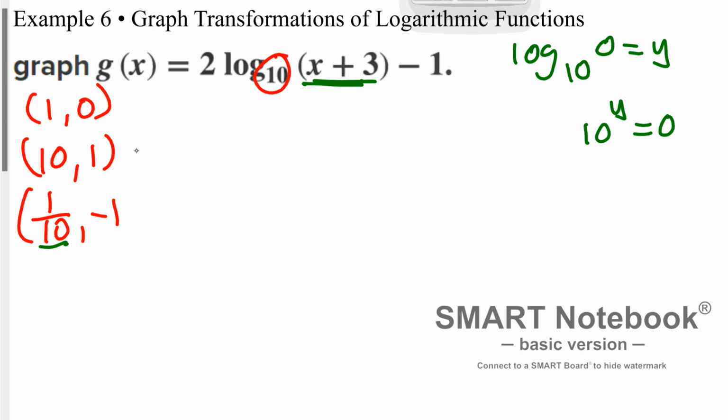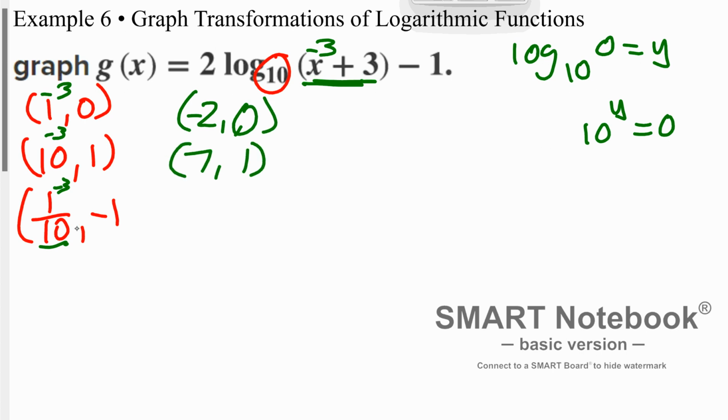So to do that, I have to plug in negative 3 for my x, so I'm just going to take negative 3 away from all my x's. So that would be negative 2, 0, that'd be 7, 1, and that would be negative 2 and 9/10.